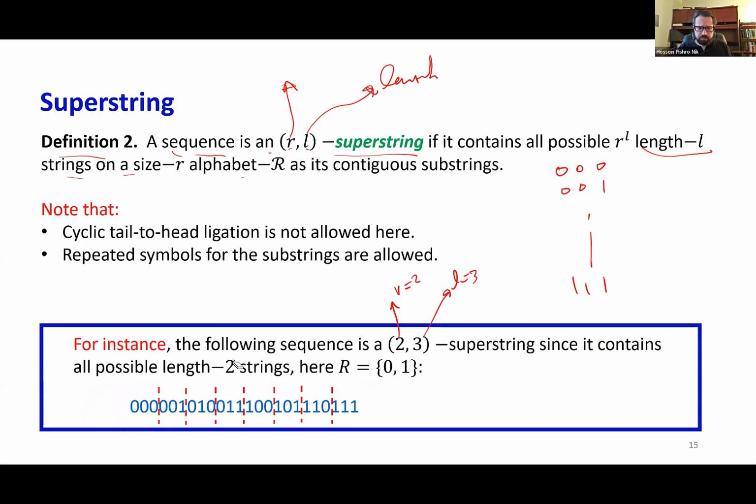Now, if you think about it, for any construction of these superstrings, there are many different superstrings. In general, I have R to the power of L patterns, and by reordering them, you can have R to the power of L factorial different superstrings, just by different permutations of them. So essentially, you can have a large number of superstrings that you can use in your anonymization techniques.